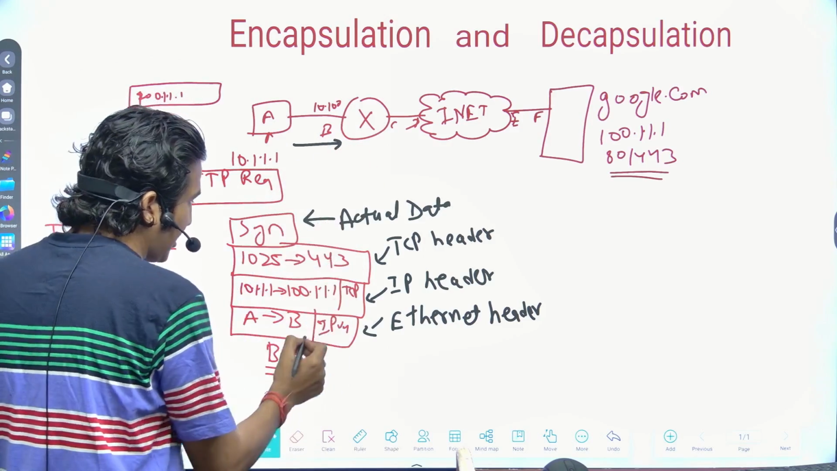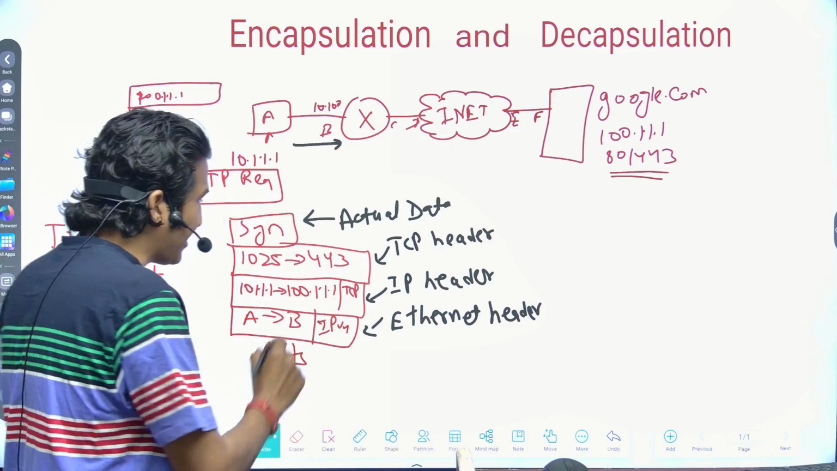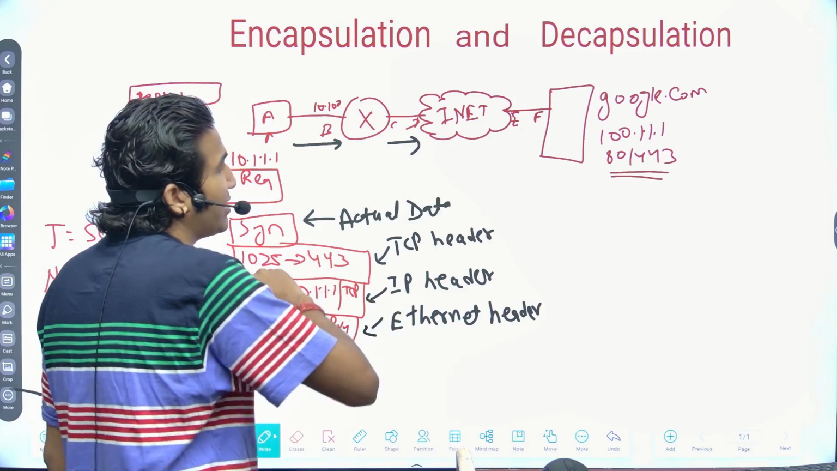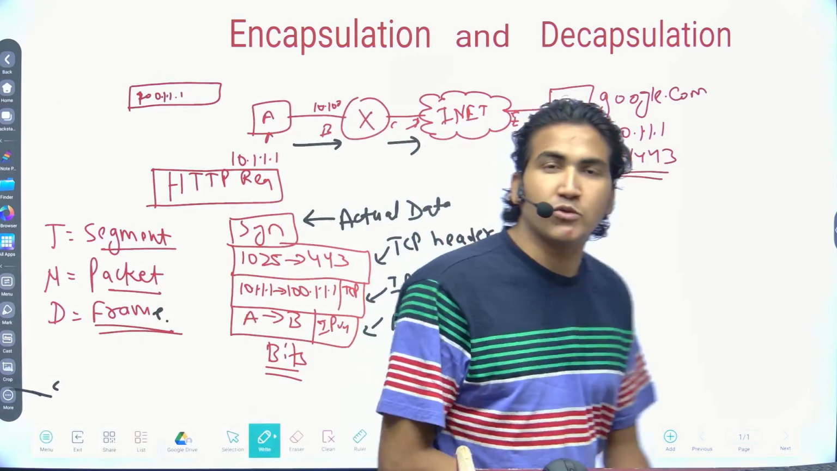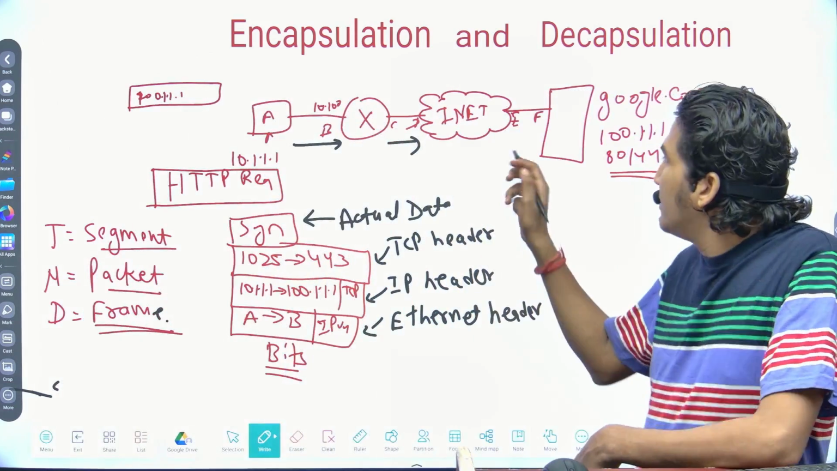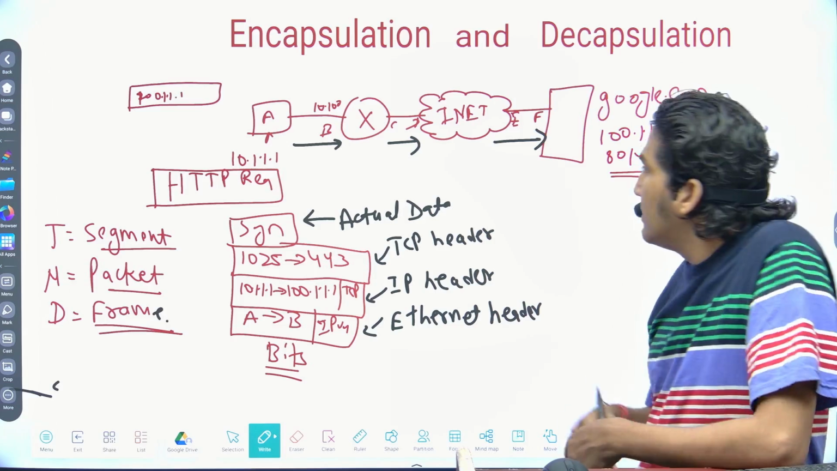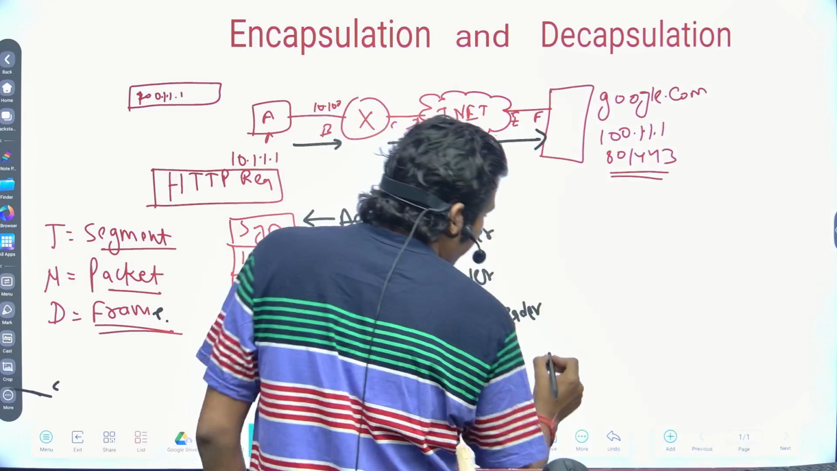The router will receive it, the router is going to remove the layer 2 header, and it is going to add a new layer 2 header here, right? Then it will forward to the internet router. The internet router is also going to remove the layer 2 header, and it will add a new layer 2 header, then it will forward to the server, right? The server is going to receive what? Bits.